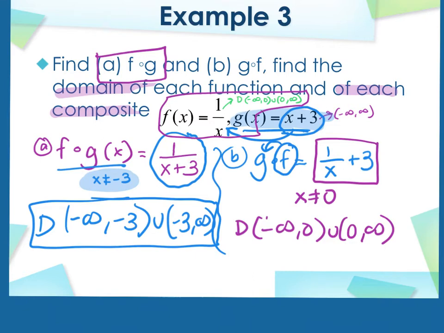So if my original one that I plug in, the one on the right, has a domain restriction, it gets carried down with your function. So that's why we took it from here for b, because f was plugged in. Then we look at the composite function and say, is there another one? If there's another one, we have to use both restrictions. Questions on that one? So that's domain of a composite function.